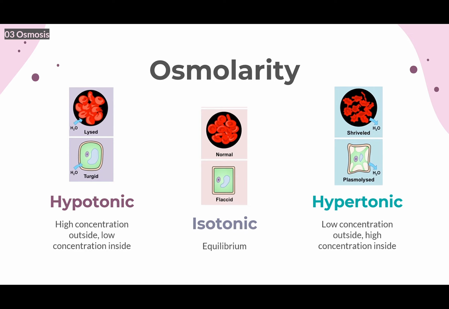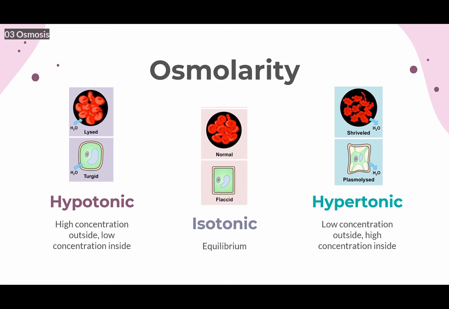Then we also have a hypertonic osmolarity. That means that the solute concentration outside is high and the solute concentration inside is low, which, because of the concentration gradient, means the cell will lose water, and the animal cell in this case undergoes a process of crenation, or it will shrivel, as you can see here, as the water leaves.